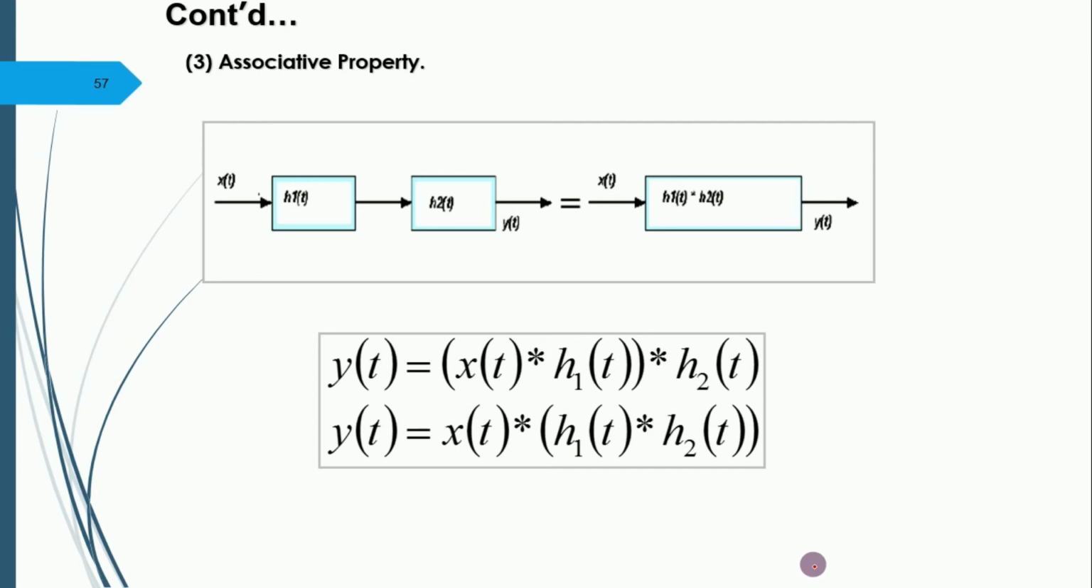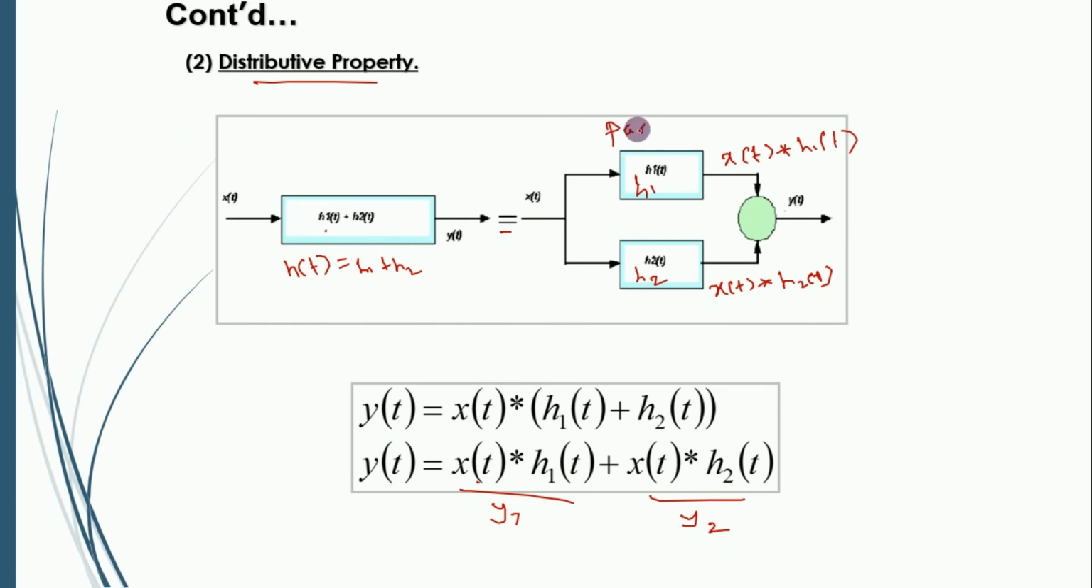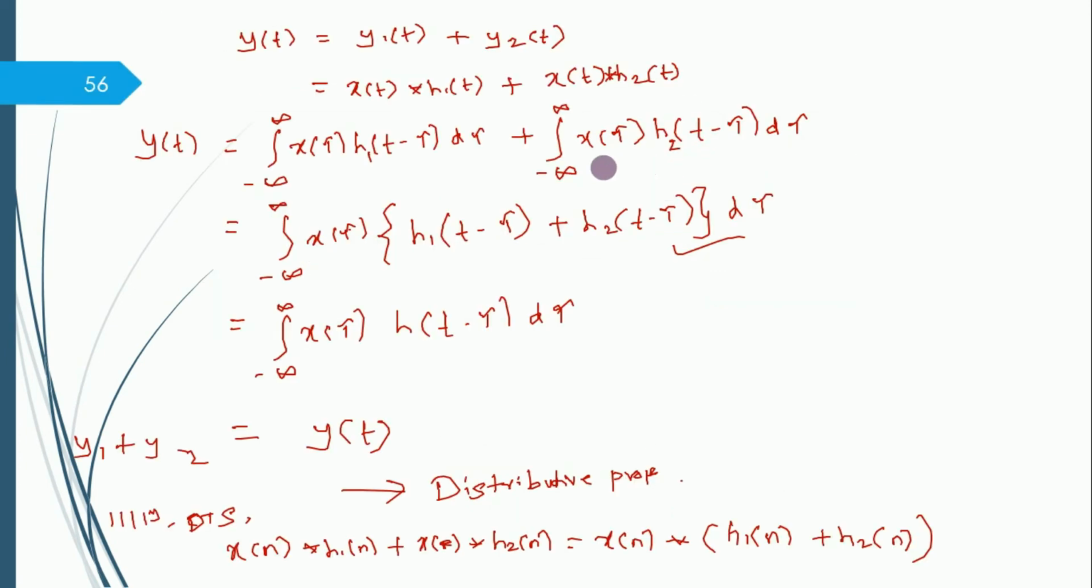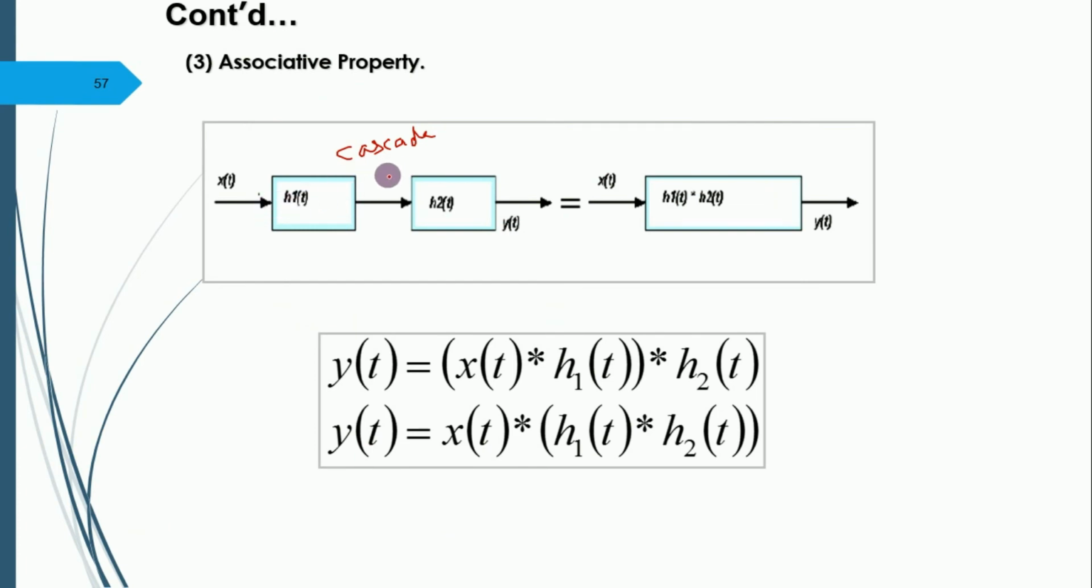Next, the associative property. What the associative property tells us is, this is the cascade form, and you can see here this is the parallel form. When the systems are placed cascaded and I apply input x of t to h1 of t and then h2 of t, it is as good as applying input to a single system called h of t, which is given by the convolution of these two systems, h1 of t convolved with h2 of t. It will result in the same answer. This is what we call the associative property. Let us check.